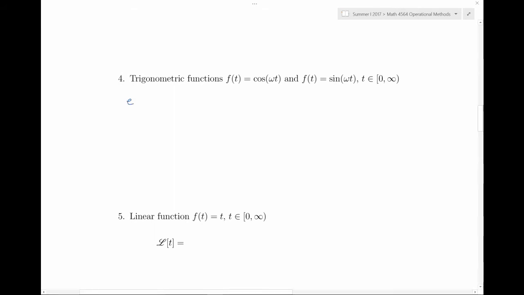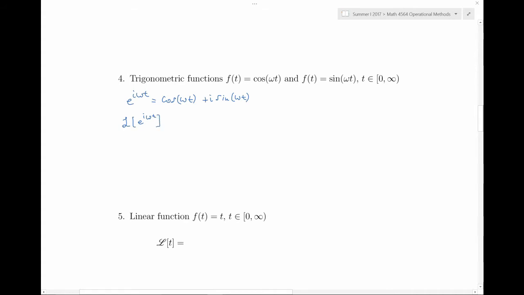Let's use Euler's formula. If you remember, Euler's formula said this: e to the i omega t is cosine of omega t plus i sine of omega t. And instead of computing the Laplace transform for cosine and sine separately, I'm just going to compute the Laplace transform of e to the i omega t.